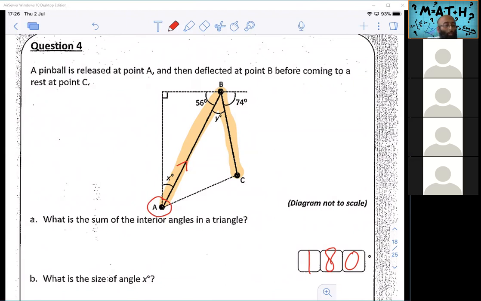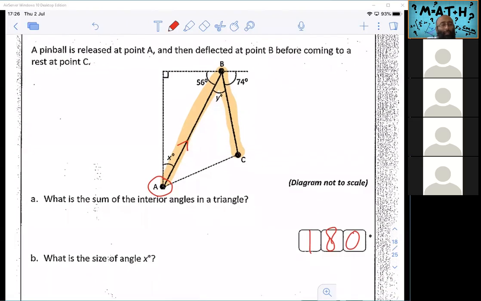Okay, lovely. What is the size of angle X? Now look at angle X. In order for you to look at angle X, I'm going to rub off this line here, and I want you to concentrate on this triangle here, with the one that I'm putting over here.